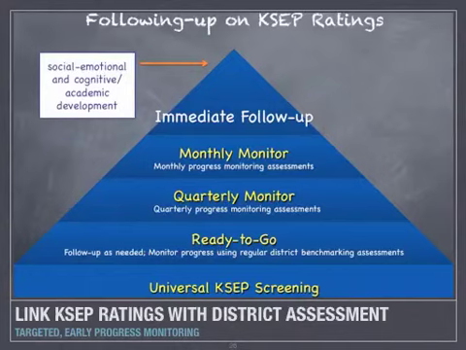For example, the students in the monthly monitor group had lower KSEP ratings. We suggest tracking these students' progress from October through December to see if they make satisfactory adjustment to kindergarten. And if not, then they may need more intensive supports. The quarterly monitor group had higher KSEP ratings, and it is likely that the district's regular fall, winter, and spring progress monitoring procedures will be sufficient for them. Students with low ratings in the immediate follow-up group are at high risk, and their developmental needs should be evaluated in more depth.